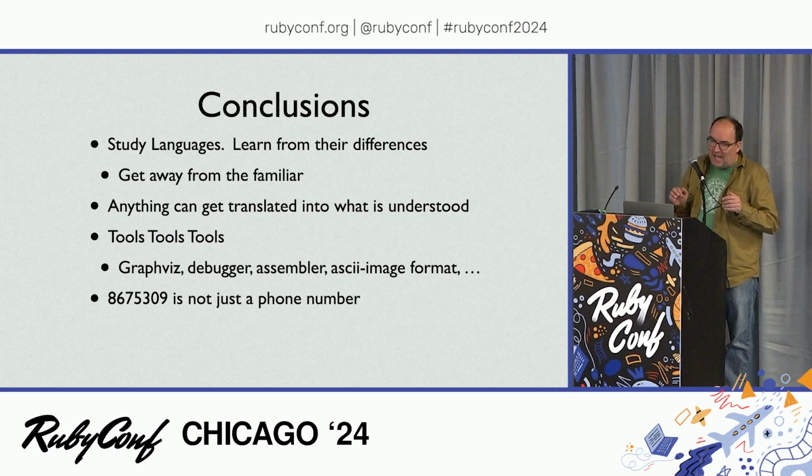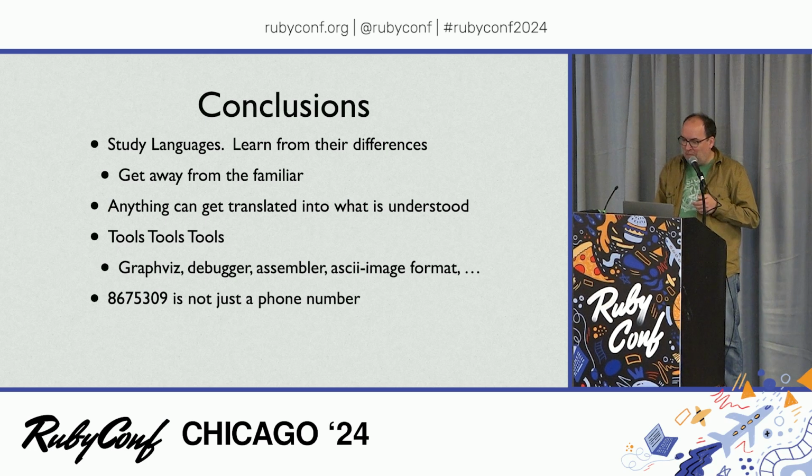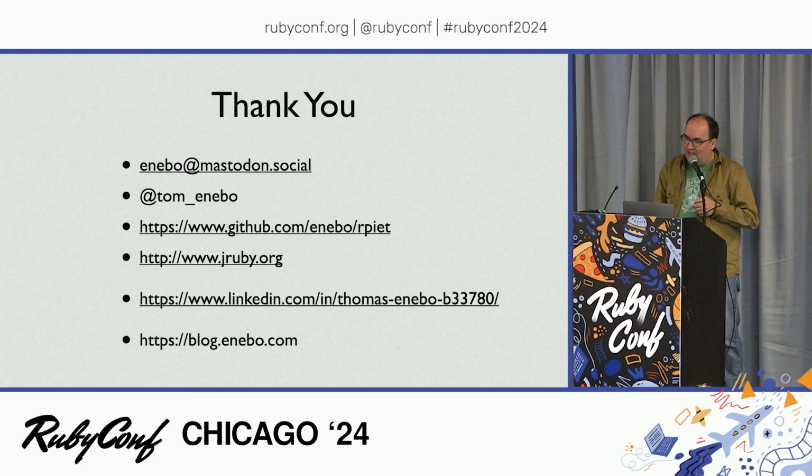And the last and possibly best thing to know is 867-5309 is not just a phone number. It's also a prime number. So thank you.